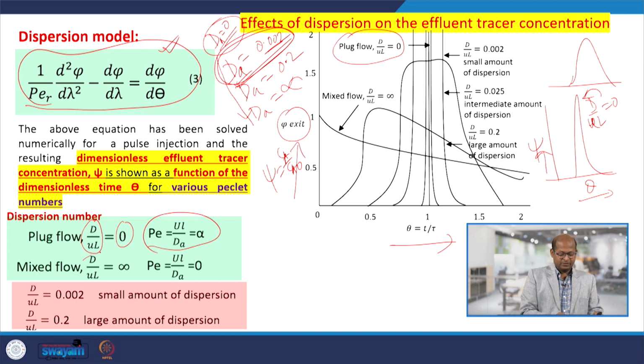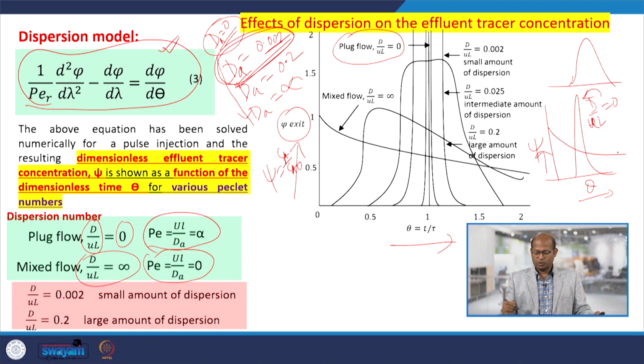When D by UL equals infinite, it means dispersion exists, and then the Peclet number equals 0. In that case it would behave like this. So this is the PFR and this indicates the mixed flow reactor or CSTR. Here D by UL equals infinite. In between, there is some intermediate amount of dispersion, small dispersion or large dispersion. This curve signifies whether there is dispersion or not.